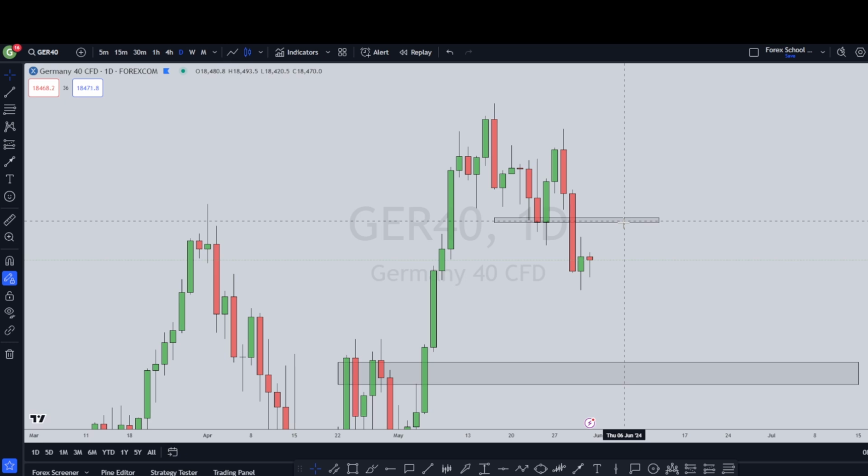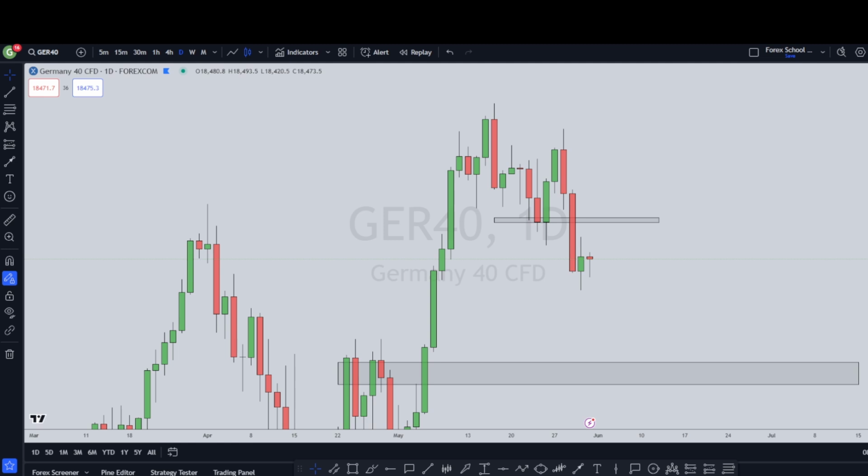And remember, the German economy is the strongest economy in Europe. It is the biggest member in the Eurozone as far as economics is concerned, and so it tends to be volatile, it tends to move a lot, it tends to be a good instrument for trade within the European session and also the London session.